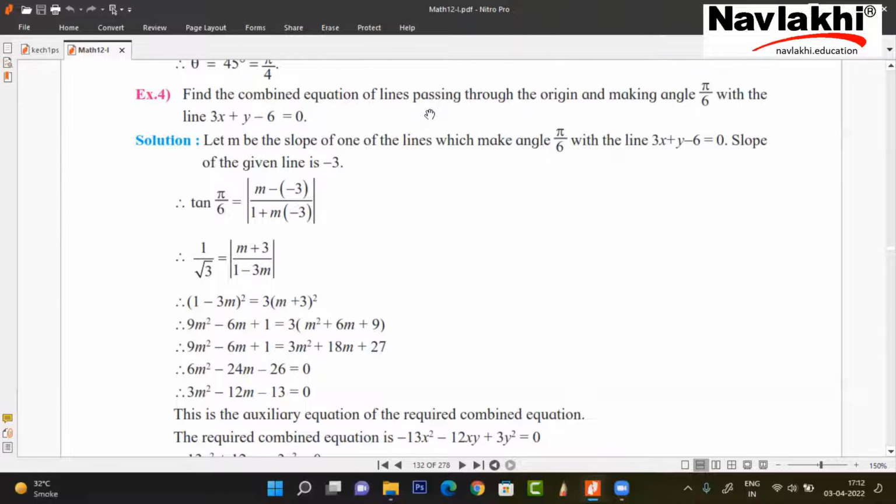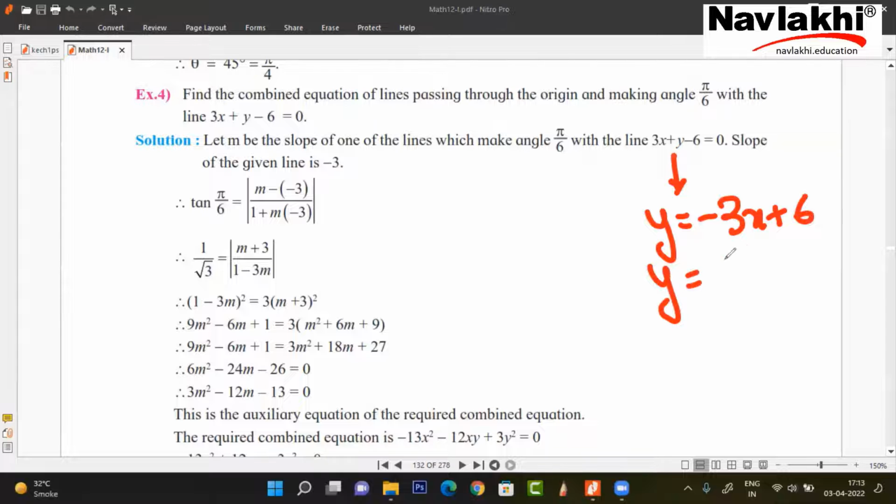They are saying, I want the combined equation of the lines. Both lines are passing through the origin. Both the lines are making 30 degrees with another line. So if I call m the slope of one of the lines, which is making 30 degrees with this given line, for the given line I can make y the subject of the formula: y is equal to minus 3x plus 6.